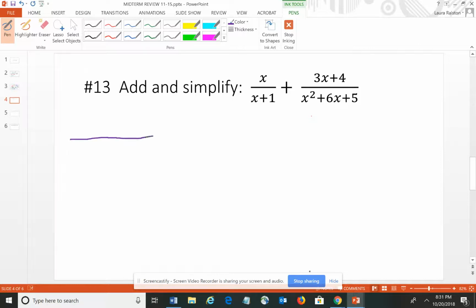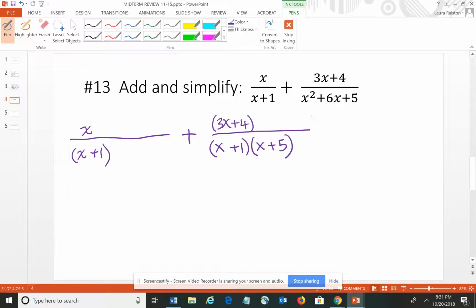So if I begin looking at factoring the denominators that I do have, in terms of the first fraction, x plus 1 is already factored and is as simple as we can have it. In the second fraction, we have 3x plus 4, and the denominator factors into x plus 1, x plus 5. So hopefully you can visualize at that point that your denominator in common would be x plus 1 times x plus 5. So I need to rewrite the fraction so that I have that denominator for both.